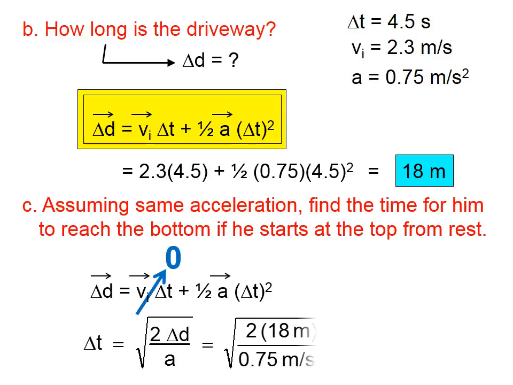And now we're just going to put the numbers in. 2 times 18 meters divided by our acceleration, 6.9 seconds. We would expect a time greater than this one in the upper right of 4.5 seconds. It took him 4.5 seconds to get to the bottom when he got a running start. So when he doesn't get a running start down here in the lower right, we would expect the time to be larger.